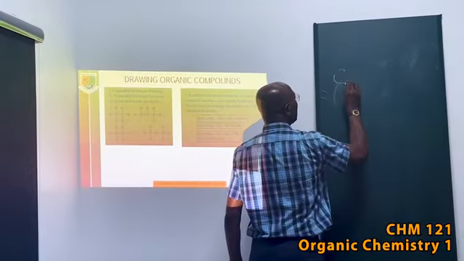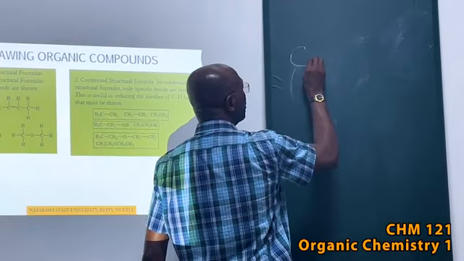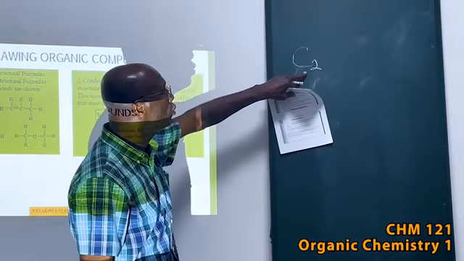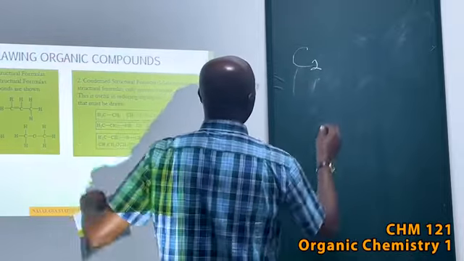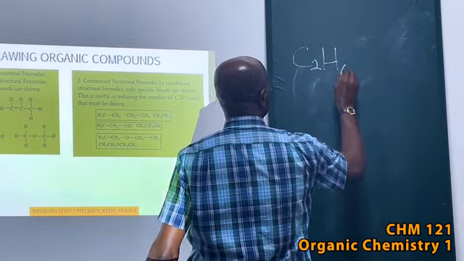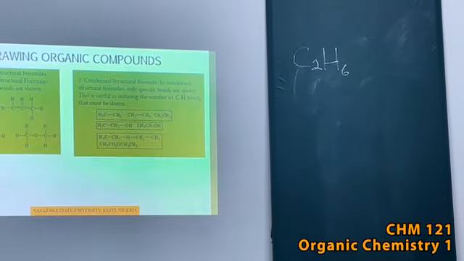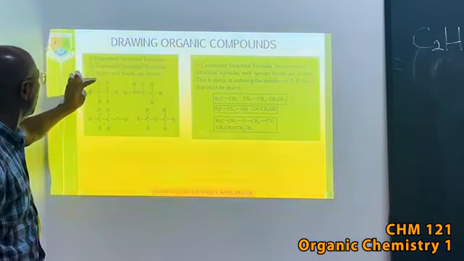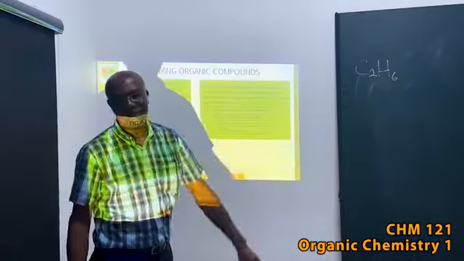And we have the C, capital C, subscript 2. And all that is saying is that there are 2 carbon atoms. And then we put H and also subscript 6. In other words, look, count. 1, 2. That's 2 carbons. How many hydrogens? 1, 2, 3, 4, 5, 6. And we write it as such.